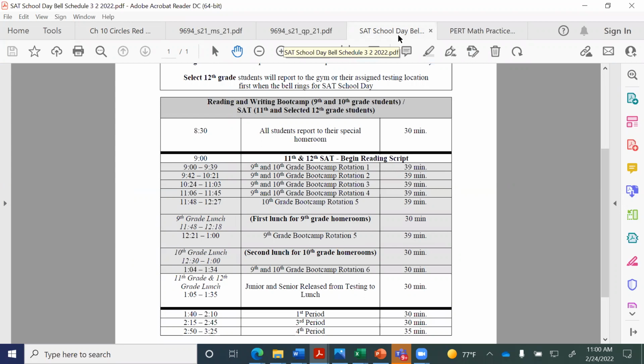All right. So again, your teacher already told you if you are going to be on that one for a 12th grader, but for reading and writing boot camps, that's going to be for all 9th and 10th graders. So 11th graders and some 12th graders will take the SAT. 9th and 10th graders will be doing reading boot camps for the time that they're tested, which the test is about 4 hours. Wait, when? Today? Next week. Next week.